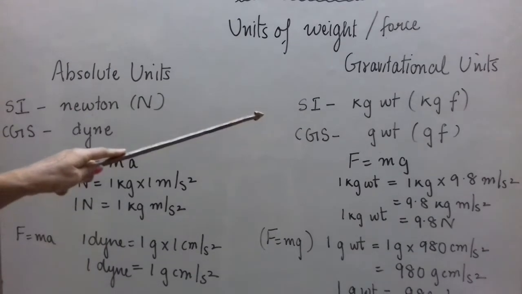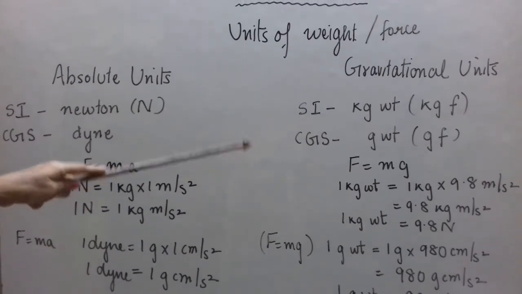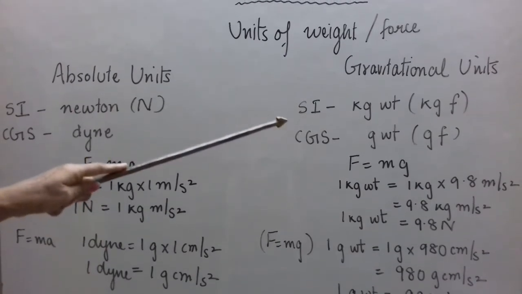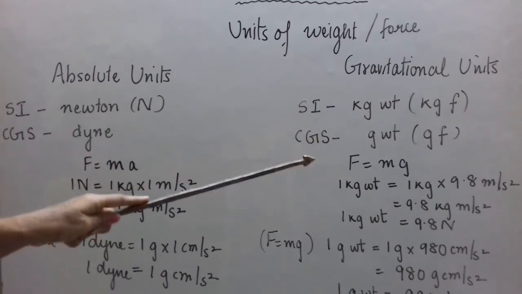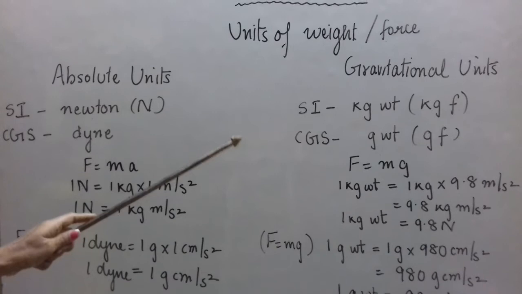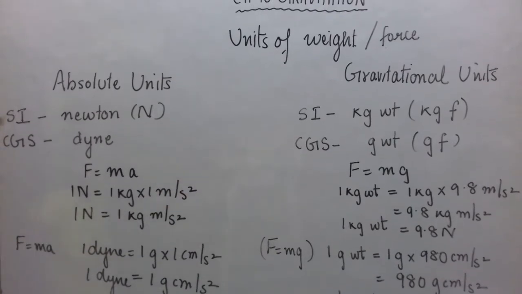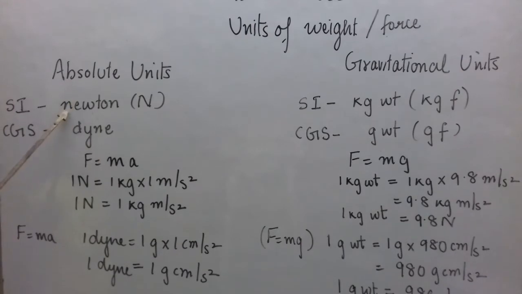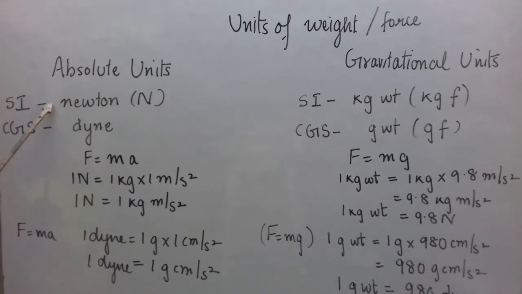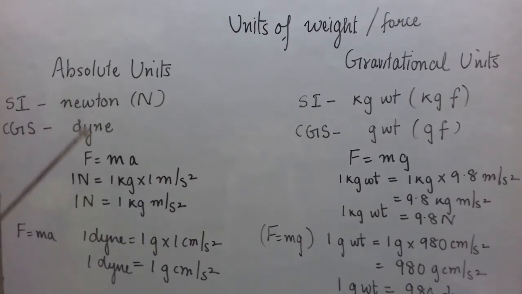So first learn here the names. Kg weight, that is kilogram weight or kilogram force. CGS unit is gram weight or gram force. Now let us see their definition. Just recall, what is Newton? To define Newton, we have used the expression from Newton's second law of motion.